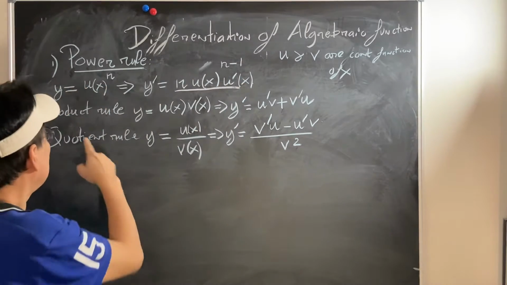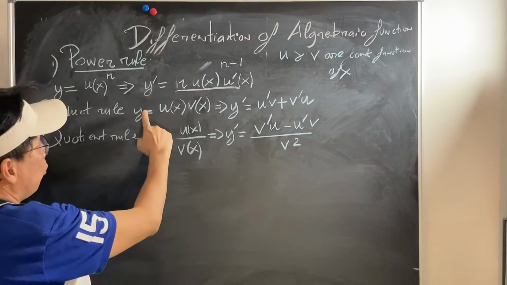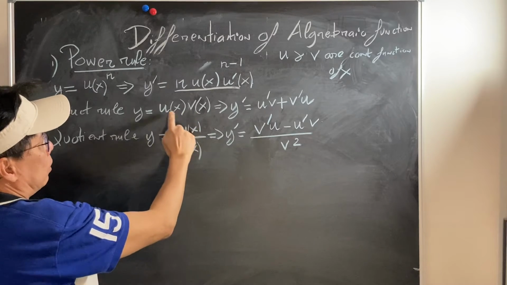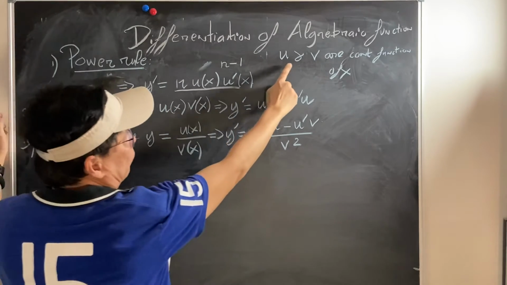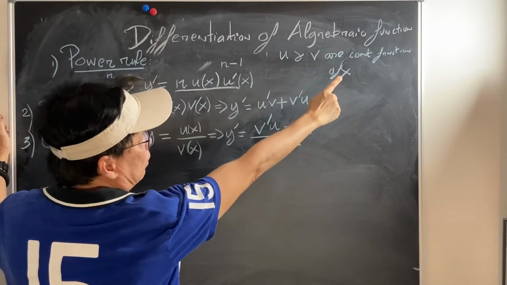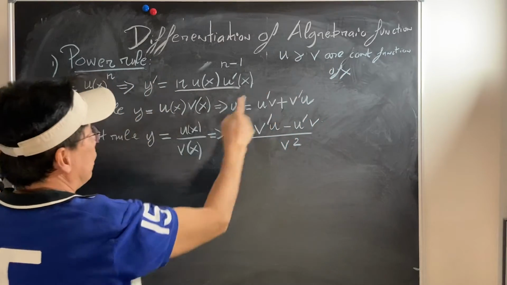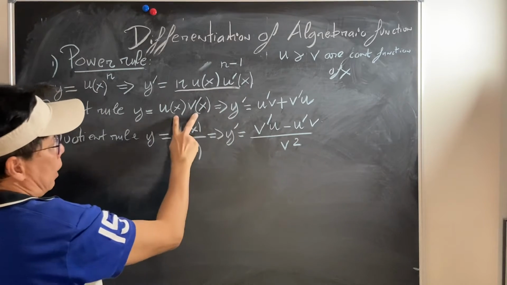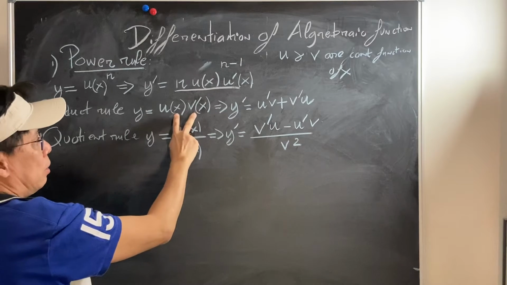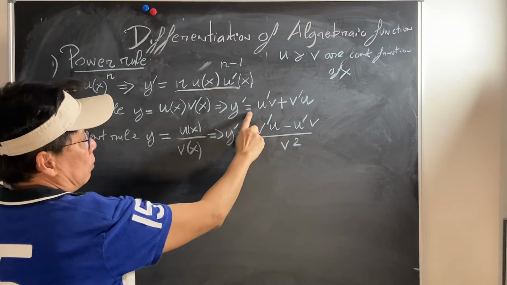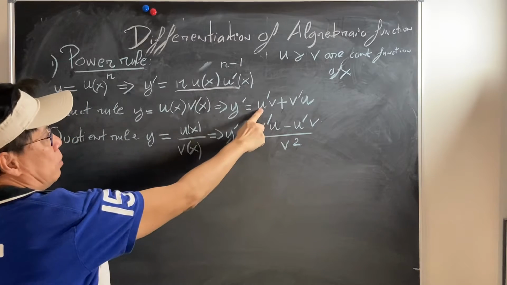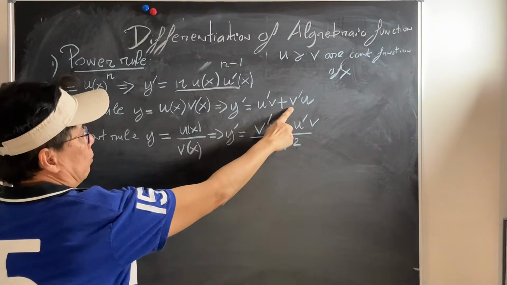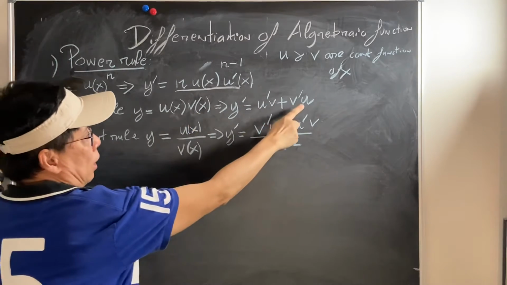The second rule is the product rule. If you have y equal to the product of two functions, u of x and v of x, and suppose u and v are continuous functions in the domain, then y prime equals u prime, that means the derivative of u, times v, plus the derivative of v, the second function, times u.